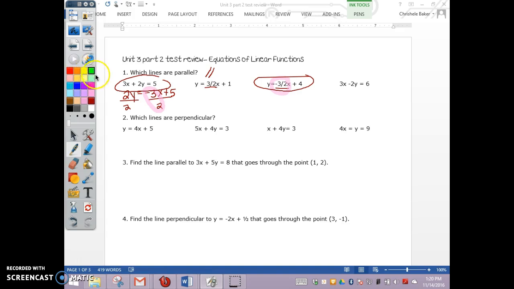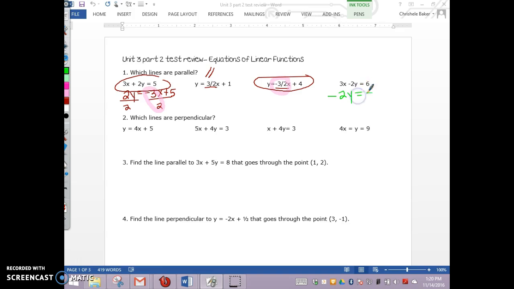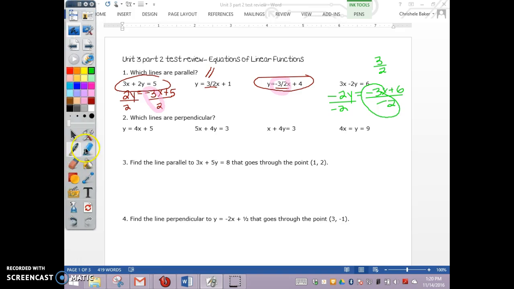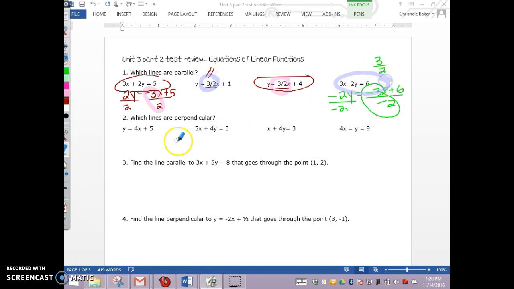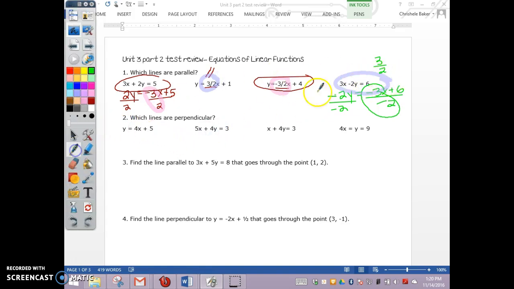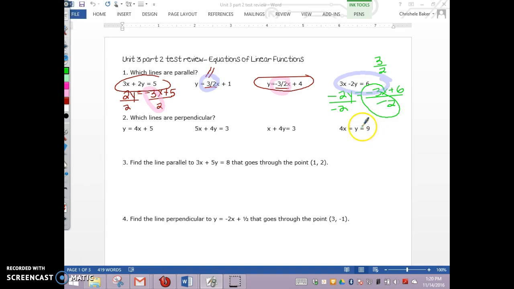I'm going to work with this one over here, again getting y by itself. So negative 2y is equal to negative 3x plus 6. Divide both sides by negative 2. And I see that negative 3 divided by negative 2 is positive 3 over 2, which matches here. So those two are parallel. Sorry, a little typo over here. Make this 4x equals y plus 9.